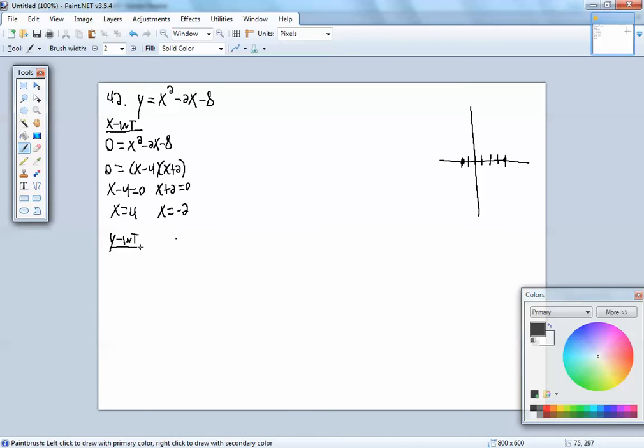Now our y-intercept. You always plug 0 in for the other variable, so we'll plug 0 in for x. So we have y is equal to 0 squared minus 2 times 0 minus 8. 0 squared drops away, negative 2 times 0 drops away, so that gives us negative 8. So our y-intercept is at negative 8. 1, 2, 3, 4, 5, 6, 7, 8. That right there.